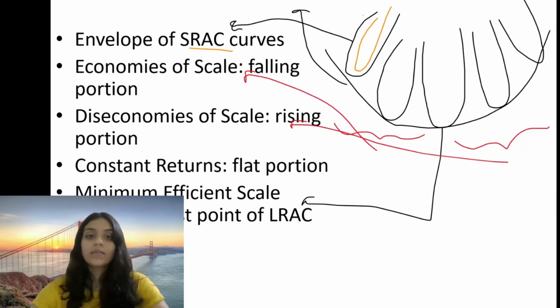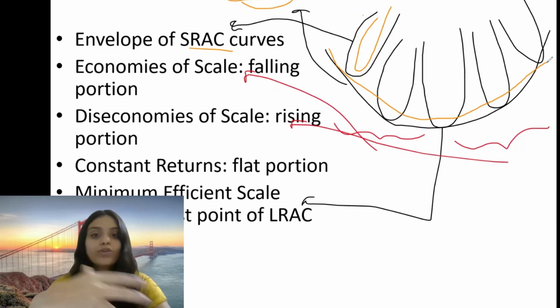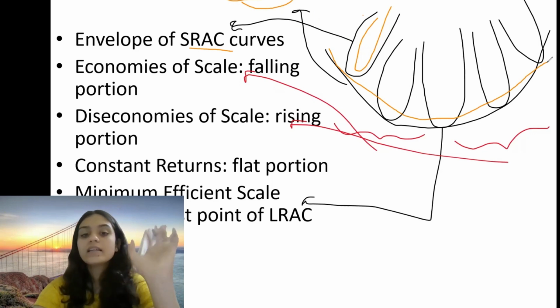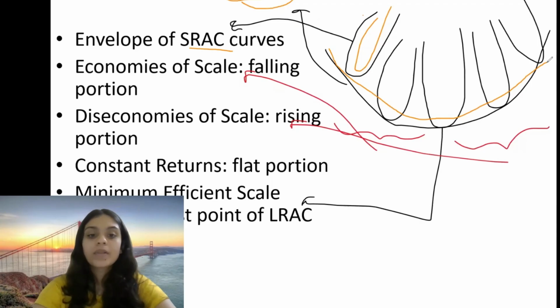Now there is another concept, that is the long run average cost curve. This bigger U-shaped curve is the long run average cost curve. It is also U-shaped, but it is a bit flatter. It is an envelope of all the possible short run average cost curves.